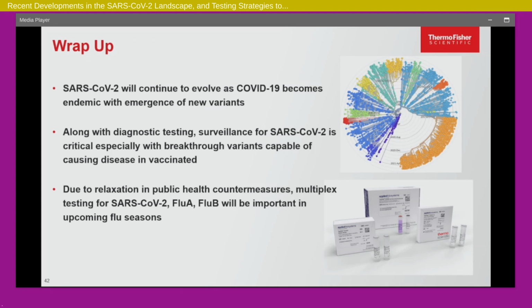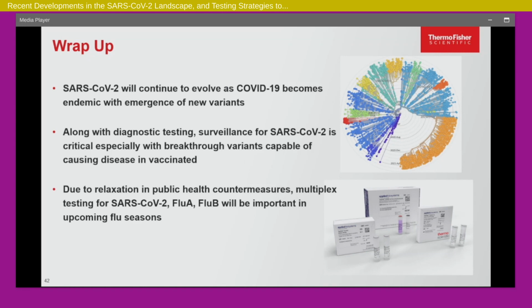So this is the wrap-up slide, this is the final slide. The first part of my talk was around the surveillance part of it, and the next part is around flu. So it will continue to evolve with new variants. We don't know what the next variants will be. We are at alpha, beta, gamma, delta, mu. It is going to be important as we go forward for surveillance testing. It's going to be critical, and especially, I say this word, especially in the ones that are capable of causing disease in the vaccinated. It's not about infection, it's about disease.